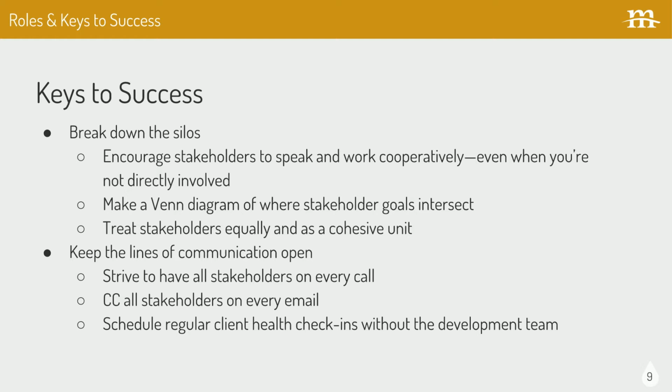The better answer is to treat stakeholders equally and as a cohesive unit, making a Venn diagram of where their goals intersect so you can help them communicate. Never prioritize one stakeholder over another unless you have explicitly been told that one has more say. Instead, strive to have all stakeholders join every call and copy them on every email. If a stakeholder emails you privately and it's not specifically information that only that stakeholder is privy to, copy in the other stakeholders on your reply so everyone's on the same page.